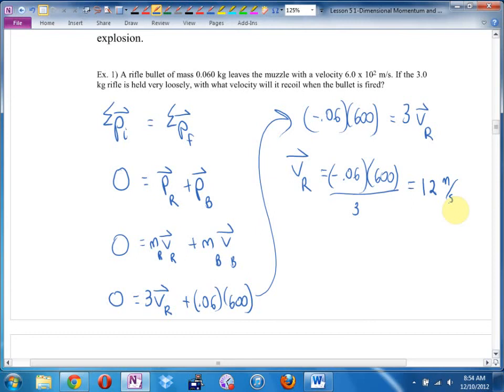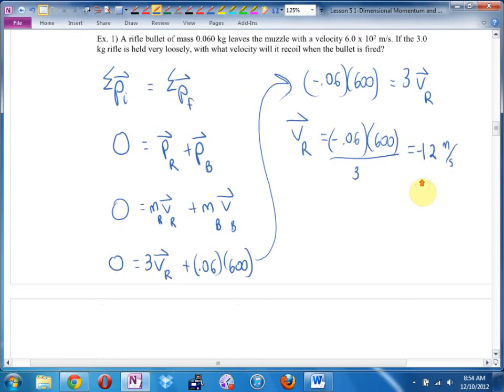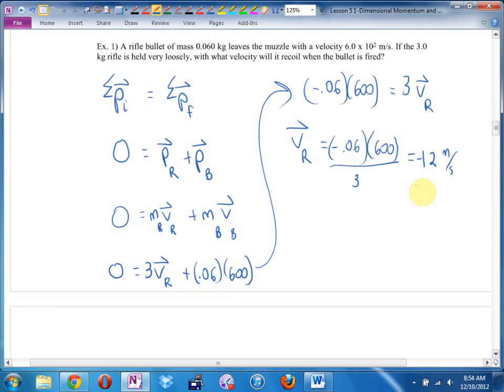Oh, a negative. Thank you. Negative 12. First mistake. I have an answer. On this line right here, I was envisioning firing a rifle to the right, so I figured the bullet's going to go forward, positive 600. You could have let the bullet's velocity be negative, and you'd get a positive velocity for the rifle. What's going to happen no matter what is you're going to get opposite signs for your velocities. Is that okay?